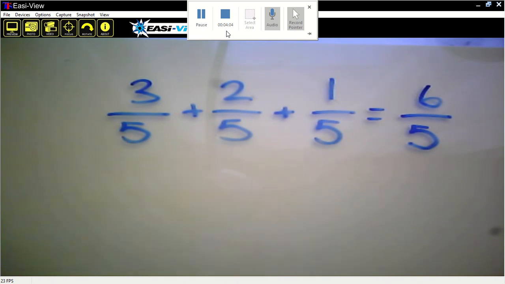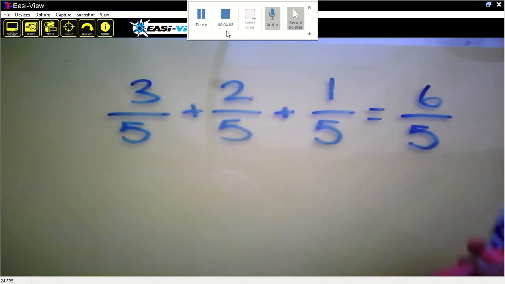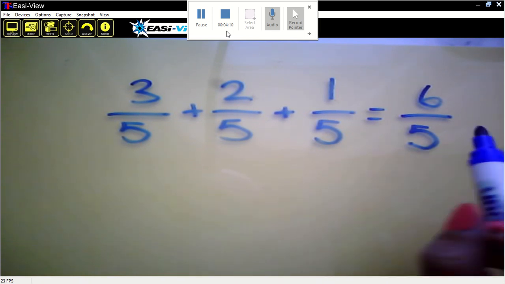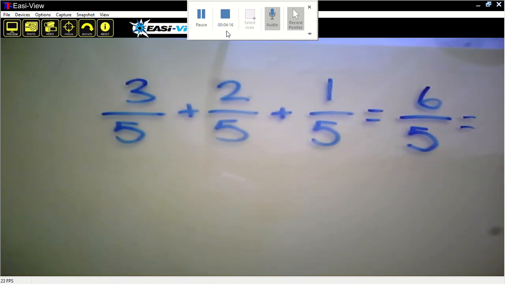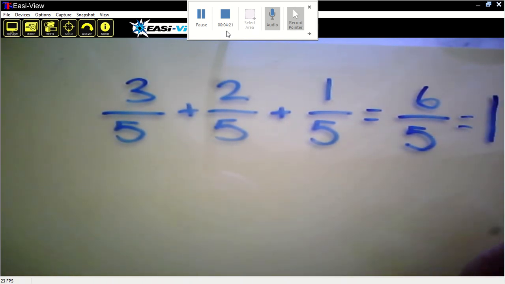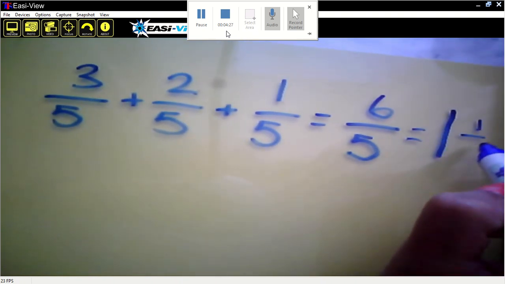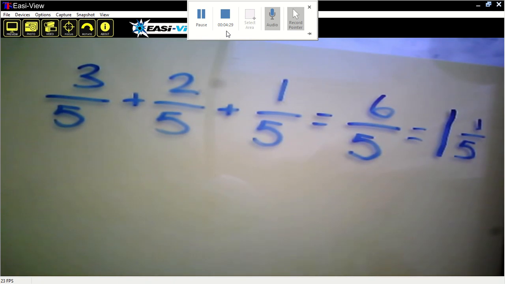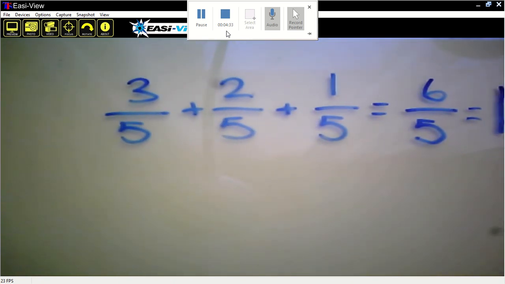We need to look at converting between mixed numbers and improper fractions and leaving calculations as both and knowing how to do that seamlessly. So you've got to think to yourself, well, how do I turn that into a mixed number? How many fifths make one whole? 5. So you've got 1 whole, and then how many fifths have you got left? You've got 1. So you've got 1 and 1/5, which is the same as 6/5. Okay? Right, next question.